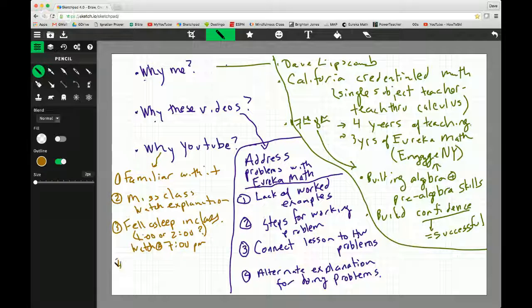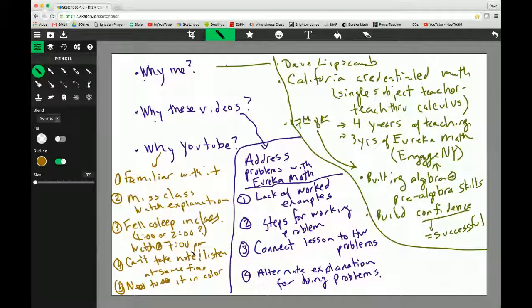Some of you can't take notes and listen at the same time. So maybe what you need to do is listen in class and then come take notes later. That's a very common problem. And then some of you, maybe you need to see it in color. I'll work problems and I'll use color to help accentuate certain points or to separate certain key vocabulary words or whatnot.